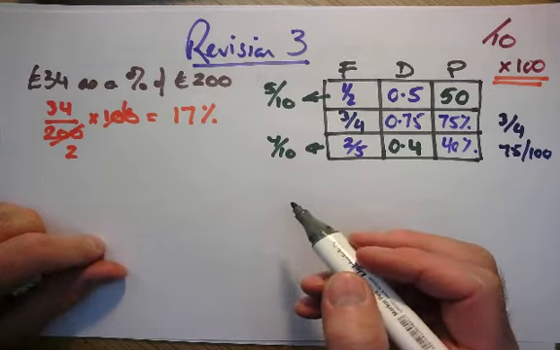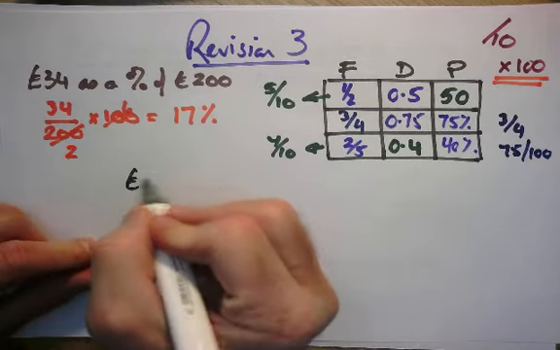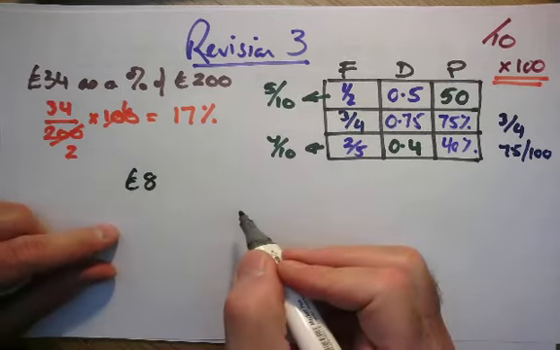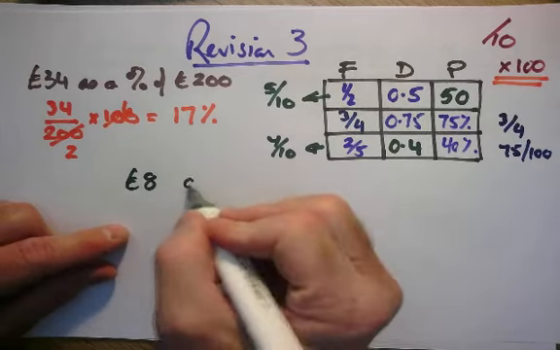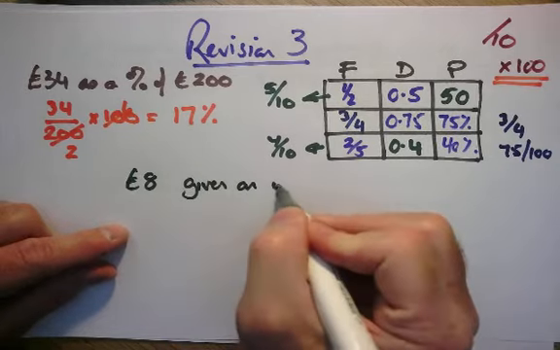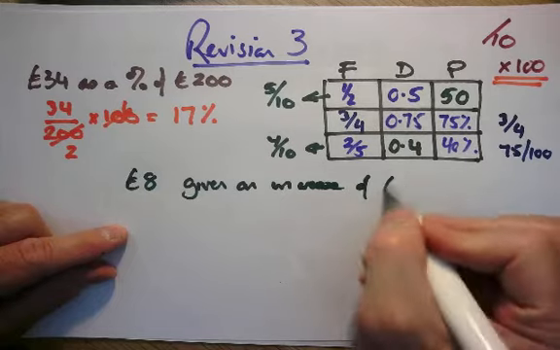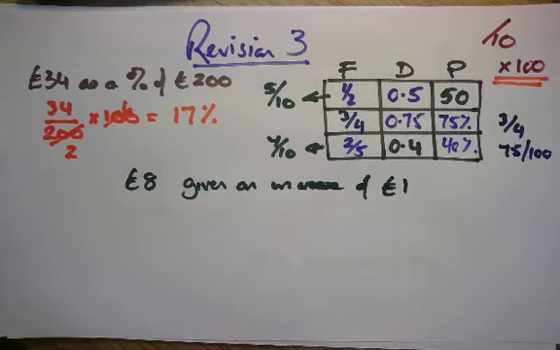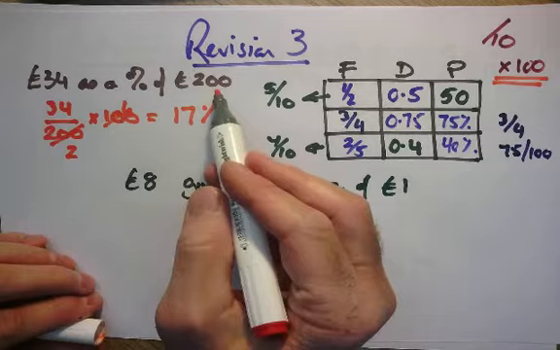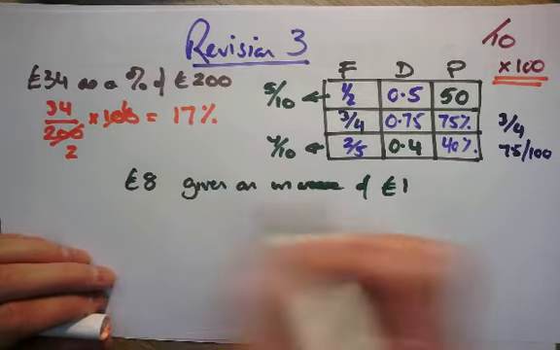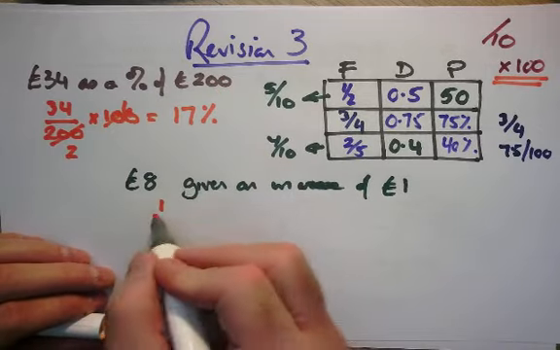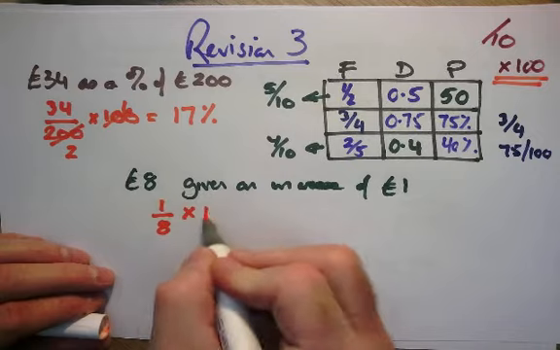Penny gets £8 pocket money, so I'm going to write £8. And she's given an increase of £1. Write £1 as a percentage of 8. So same language here. So £1 as a percentage of 8.